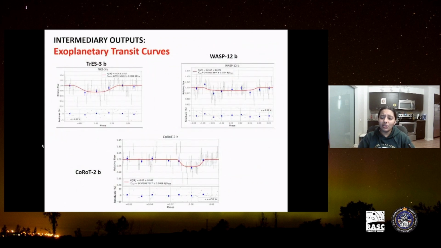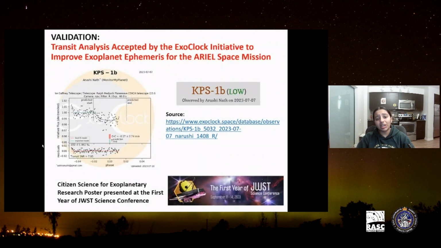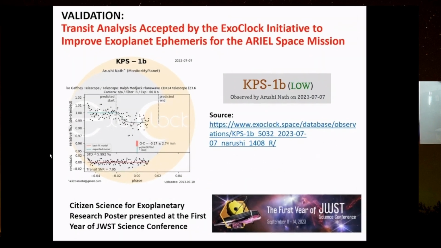And after this, I was able to get some outputs. I was able to create the light curves of several different exoplanetary systems. For example, TrES-3b and WASP-12b. And an observation isn't complete unless you know it's accurate. My results were validated by the ExoClock initiative, which is from the Ariel Space Mission. I was able to submit my observations, and they were accepted, and they're now part of this global database.